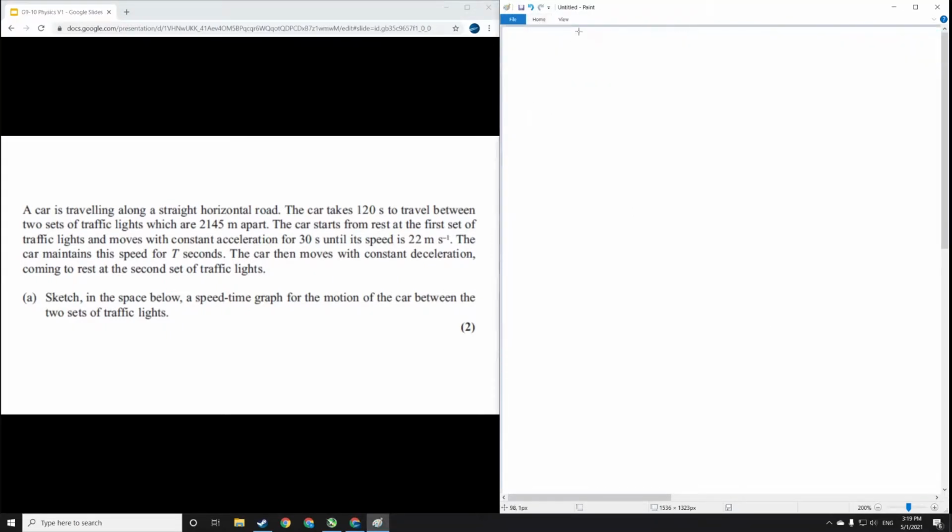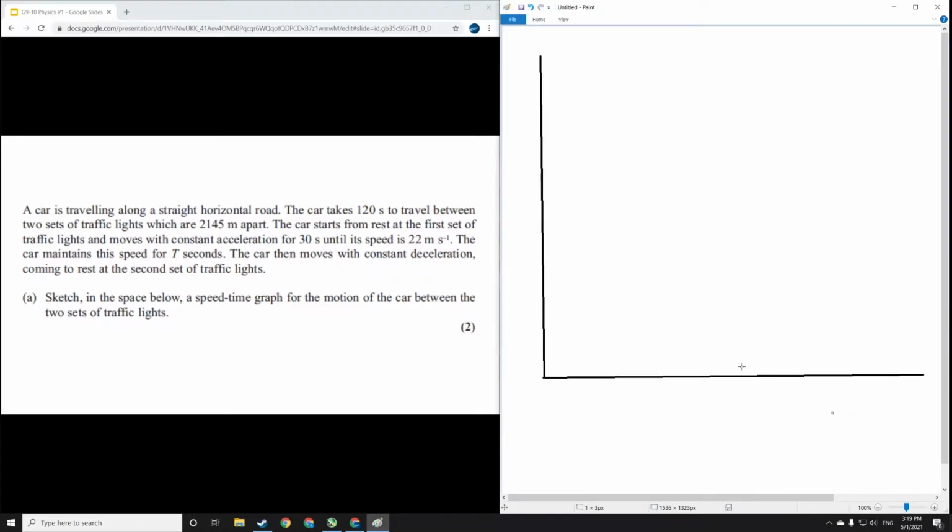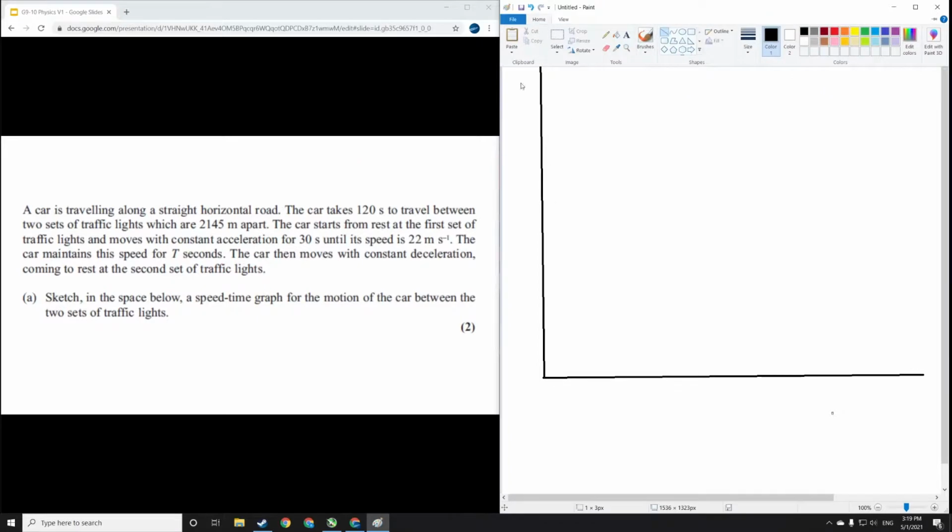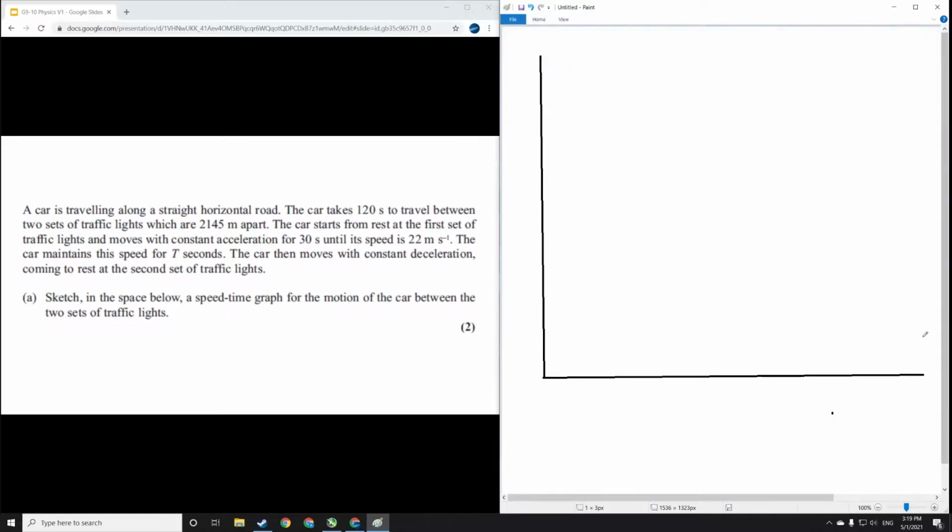Let's get right into it. Let's first plot our axes. So I'm going to start with this, make another line. Straight away, we know that our total distance covered is going to be 2145 meters. Actually, no, we should probably put time first. 120 seconds. We know that the entire occurrence should take 120 seconds. So I'm going to start off with that because that seems like the safest bet. That seems like what we know best so far.